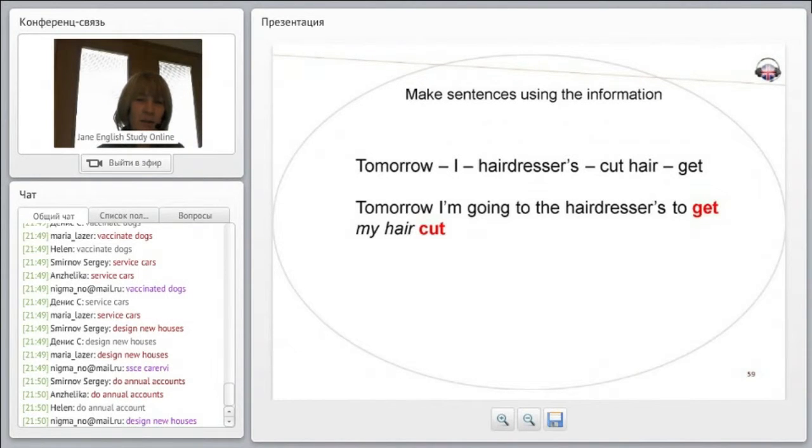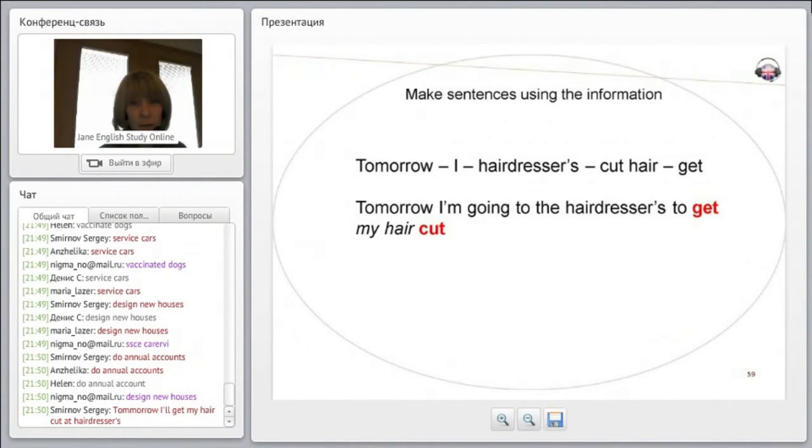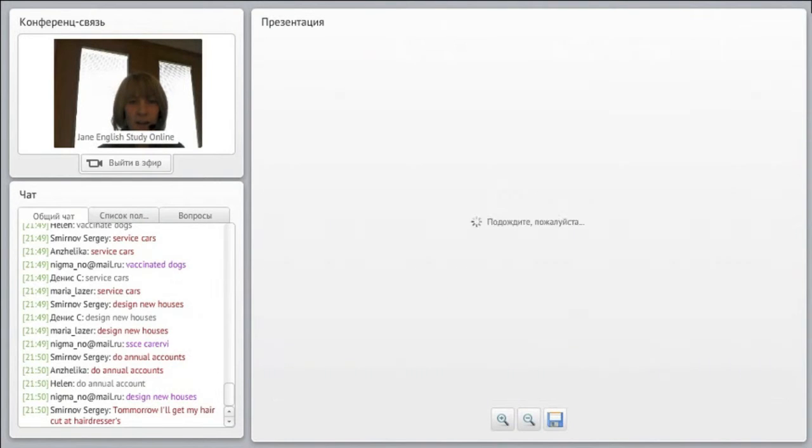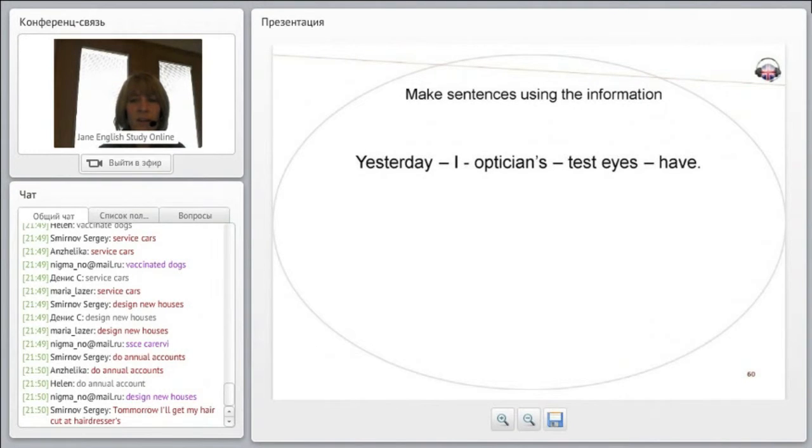Okay, let me show you the first one. Tomorrow, I'm going, so of course it has to be in the future, so I'm going to the hairdressers to get my haircut. Tomorrow I'll get my haircut at the hairdressers. Okay, so there's different ways that you could structure it, right? But let's try it in this form. Tomorrow I'm going to the hairdressers to get my haircut. So at the end you have the get.